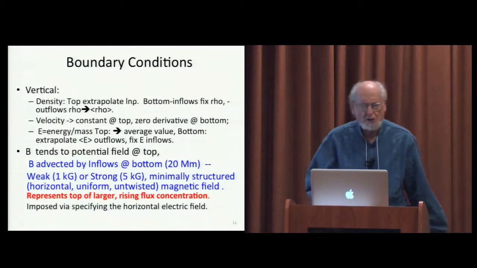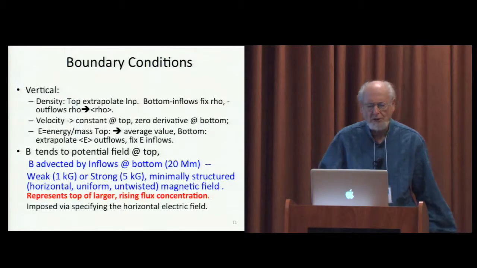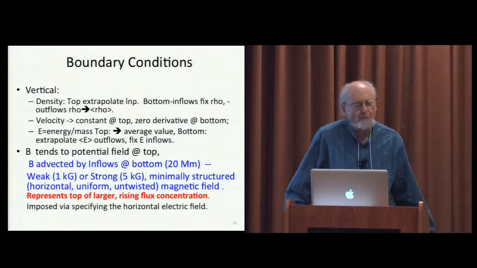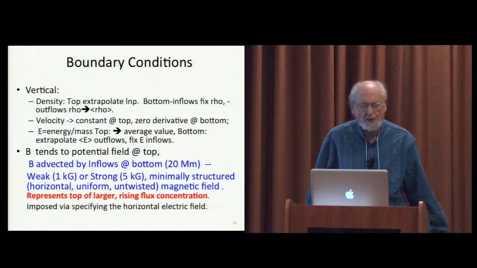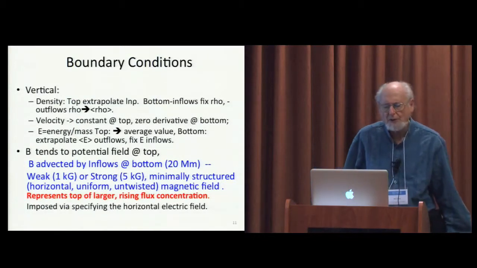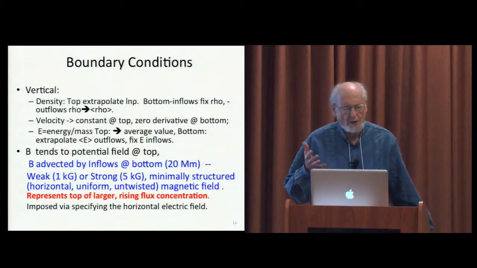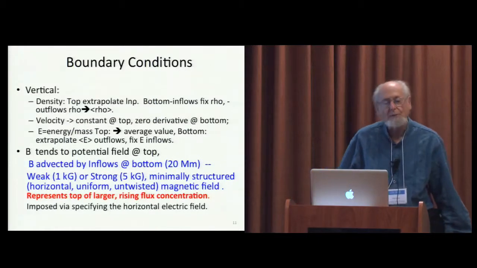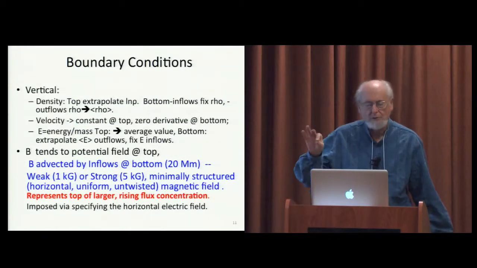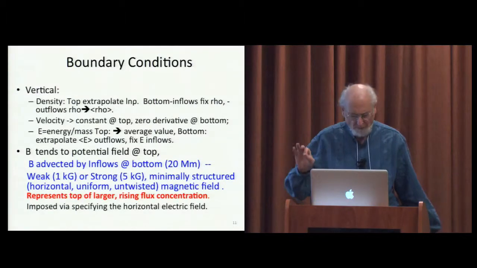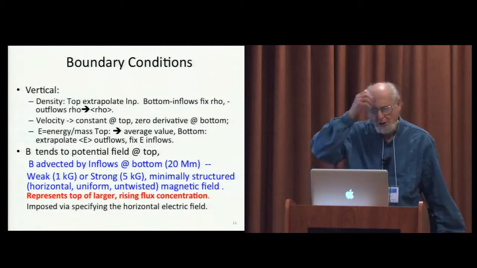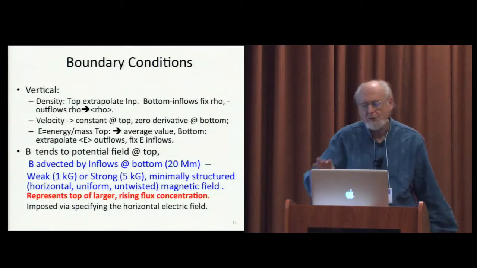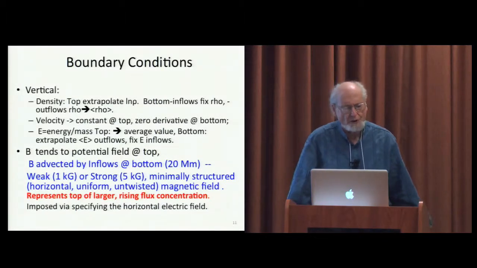For the boundary conditions, it's periodic in the horizontal directions. In the vertical direction, we extrapolate the log of the density at the top. At the bottom, we fix the magnitude of the density in the inflows. And in the outflows, we have the density go to either an average density or the fixed density, same as the inflows. The velocity at the top we take to go to a constant at its value at the last physical point. We use ghost zones, so we can use the same formulas in the boundary layers as in the interior.